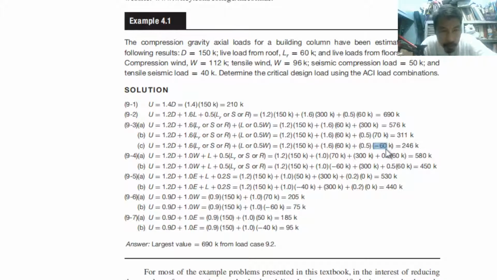Negative 60. There is no negative 60. There is 60, but there is no negative 60. This is the 60, that is roof load. But there is no negative 60 or tensile wind. Tensile wind meaning you are being pulled. Compression wind meaning you are being pushed by the wind. The wind is going after you.